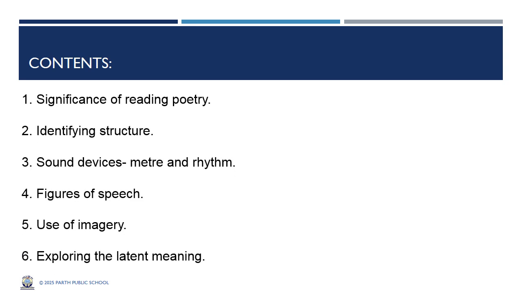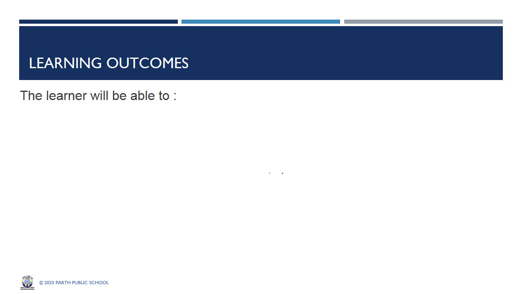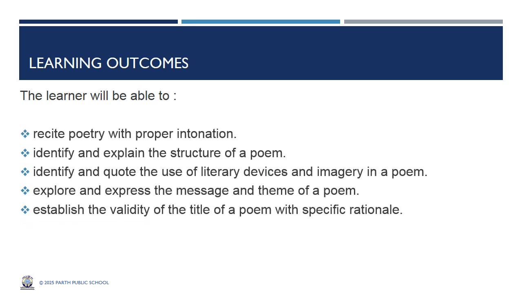We are going to understand the significance of reading poetry. We are going to learn how to identify the structure of a poem. We are also going to learn about the various sound devices like meter and rhythm. Further, we are going to learn about the figures of speech, the use of imagery, and how to explore the latent meaning. So, at the end of this lesson, you will be able to recite poetry with proper intonation.